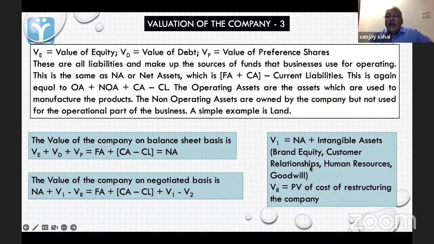Now, when I get this NA, basically I have to now get the intangible assets also. Now, the intangible assets, like we said before, was the brand equity, the market that the company has. There are loyal customers who will buy the goods of the company. I will add the customer relationships, the human resources, the goodwill.